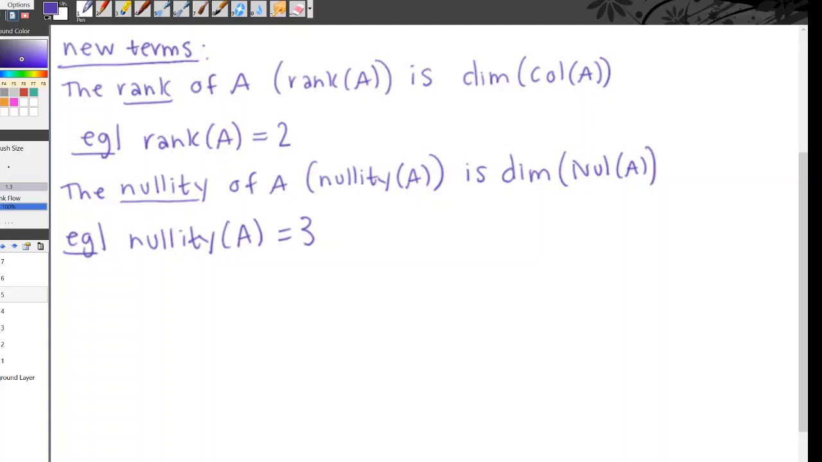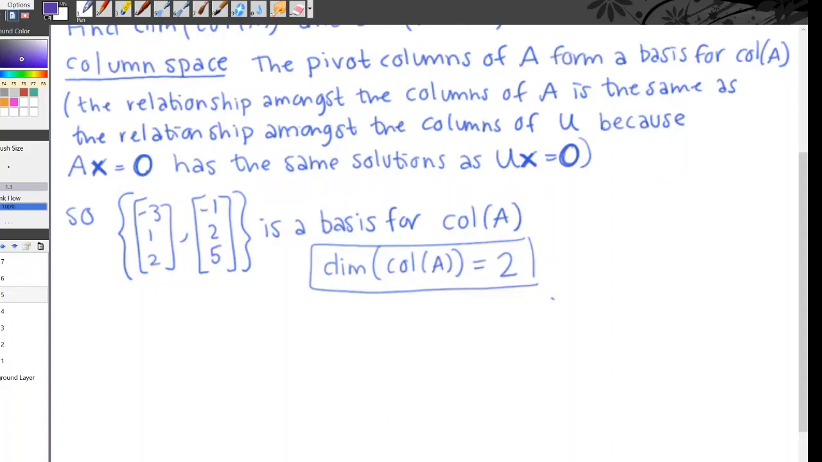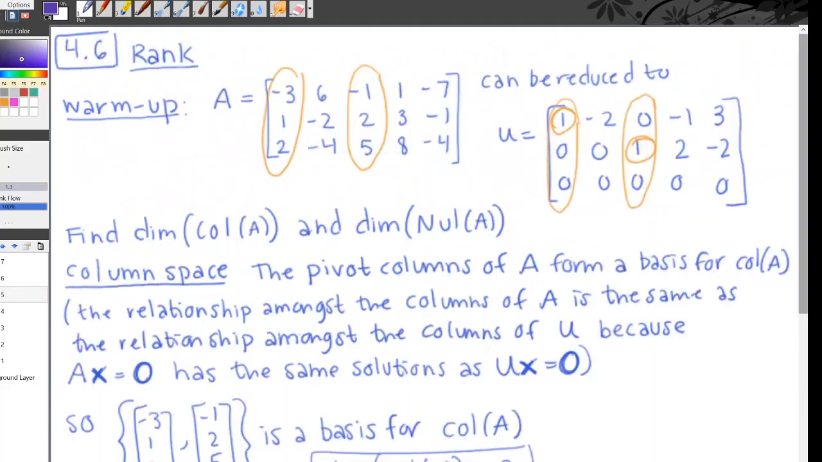So based on what we saw, I'm going to try to go back to the first page, here we go. Notice that when we were working with this example, we found that the pivot columns were a basis for the column space. And then the non-pivot columns weren't a basis for the null space, but they did tell us how many free variables there were. And then the number of free variables is what told us the dimension, right?